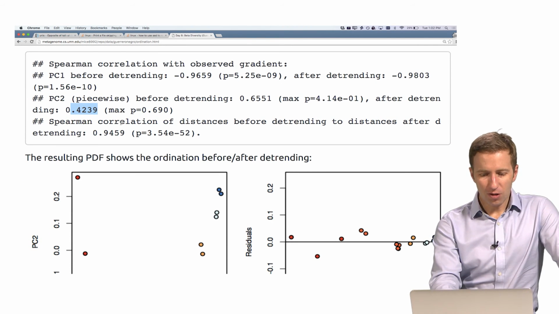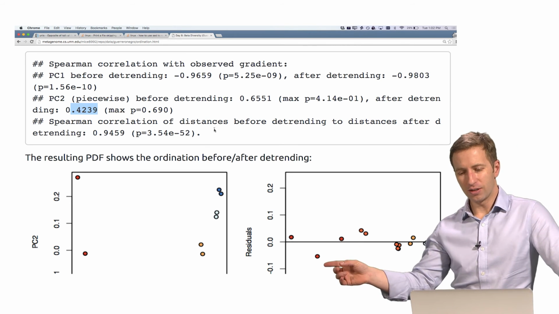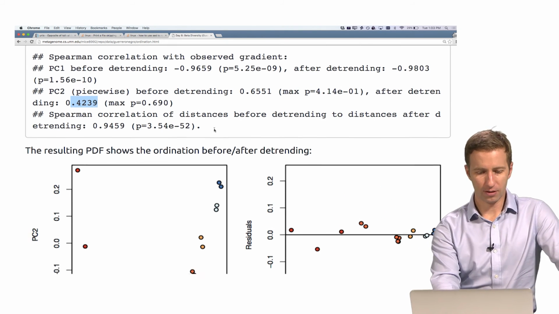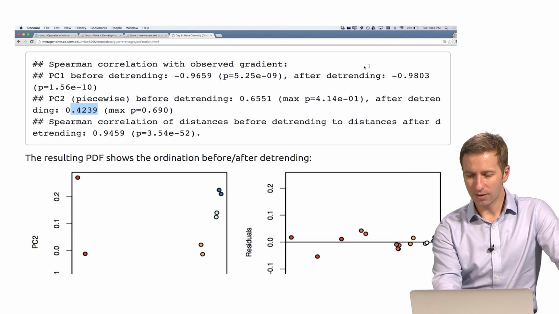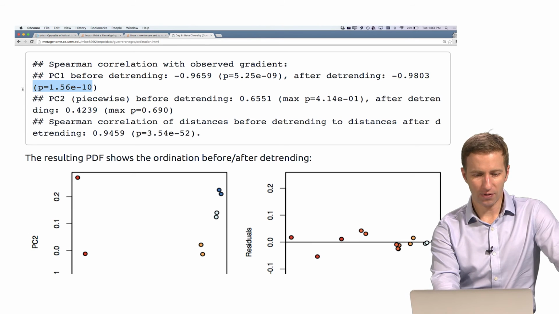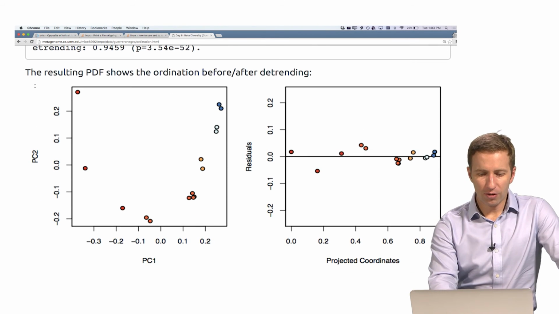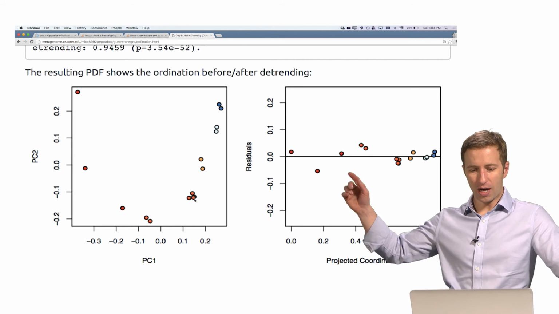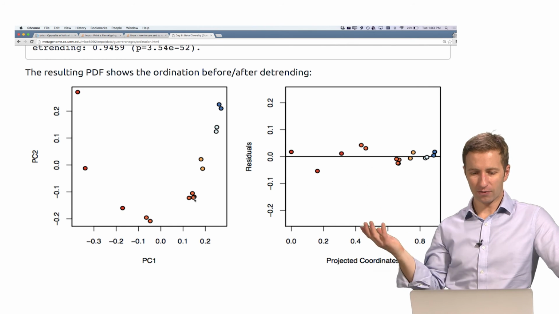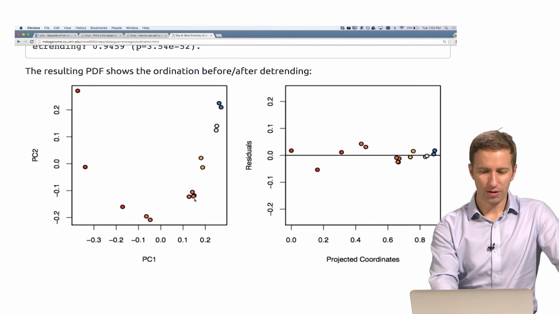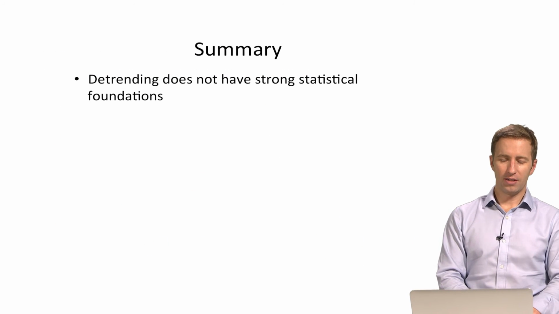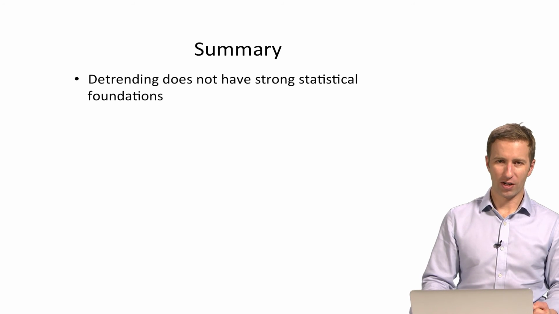And then finally, it gives you the Spearman correlation of the detrended distances with the original distances. And so you could report, for example, if you want to use this in a paper, this correlation score after detrending and this p-value. Then there's a PDF in the output folder that shows you the plot colored by the gradient before the detrending and after the detrending, and if you want, you can show both of them, or you can just show the detrended values.